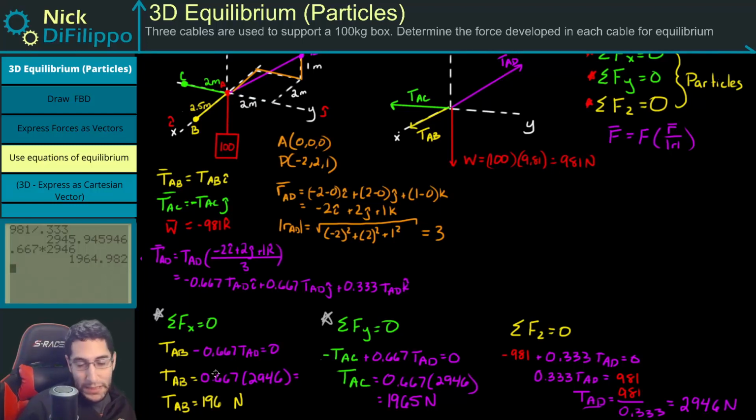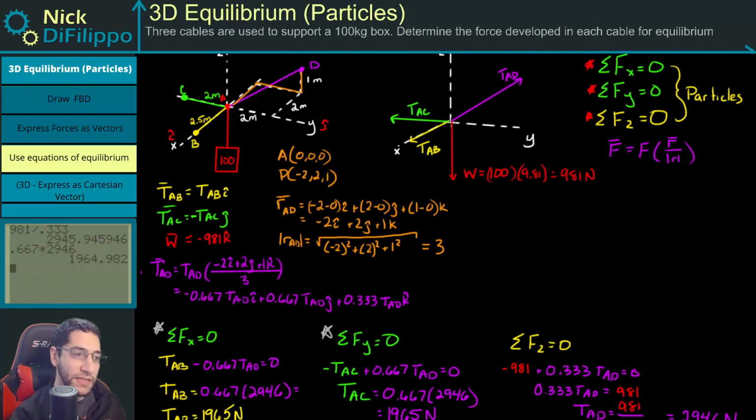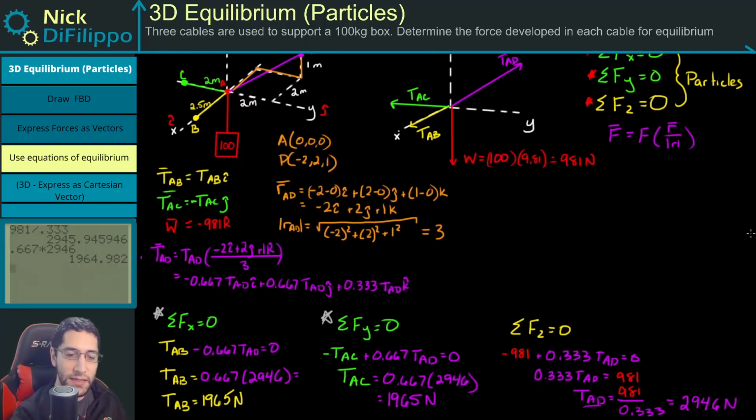And this makes sense in terms of magnitude. They're all pointing away. They are all ropes. So we don't expect to have to switch these directions. So these are the forces that are developed in all of these ropes.